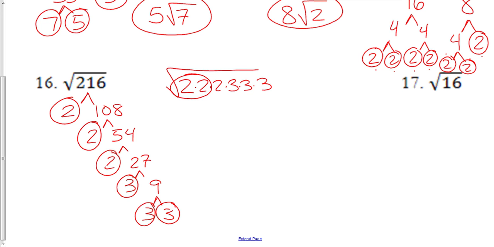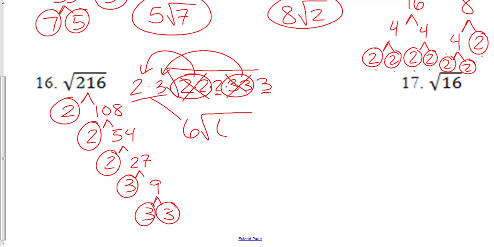So we've got a pair of 2's, a pair of 3's, and then we've got a couple numbers left there by themselves. So I'm going to bring a 2 out, and I'm going to bring a 3 out, which gives me 6 outside, and then 2 times 3 also gives me 6 inside.